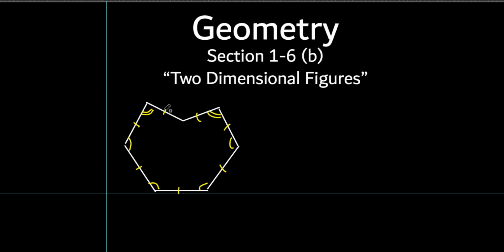So let's count up how many sides it has. 1, 2, 3, 4, 5, 6, 7. So what do we call this thing? Heptagon is what this book calls it. It depends what book you look at. You could call it several different things, but this book calls it a heptagon. So that's the first part.